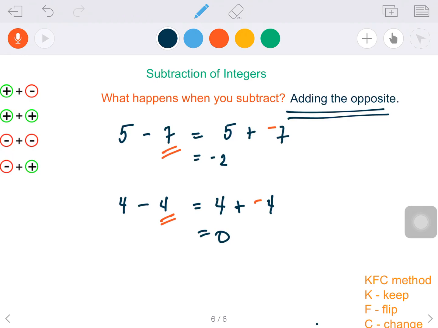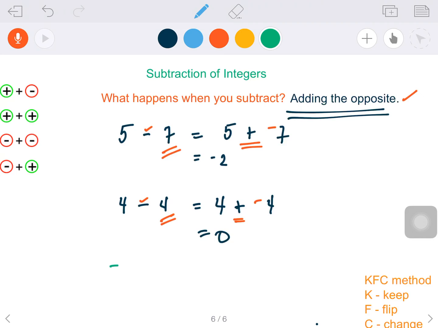So our takeaway for this one is very simple. We go back to the rules of addition of integers. We follow the rules, but we make a very simple revision. That is to change our subtraction signs to addition signs because of the concept that says we are adding the opposite.